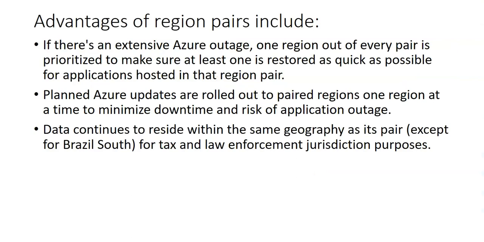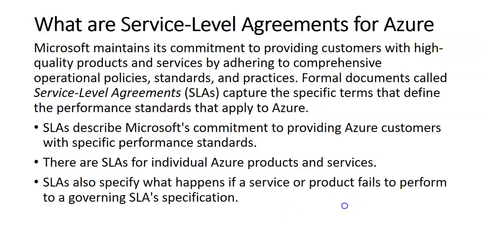Advantages of region pairs. If there is an extensive Azure outage, one region out of every pair is prioritized to make sure at least one is restored as quickly as possible. Planned Azure updates are rolled out to paired regions one region at a time, and data continues to reside within the same geography as its pair for tax and law enforcement.